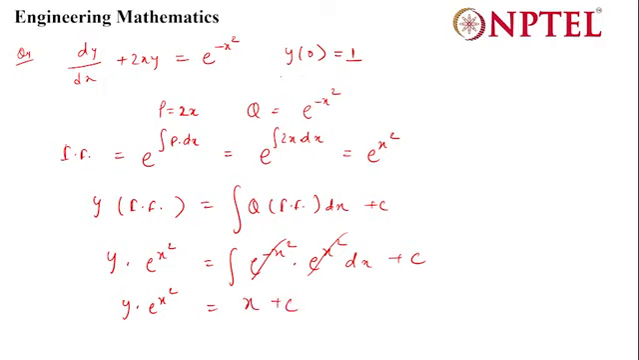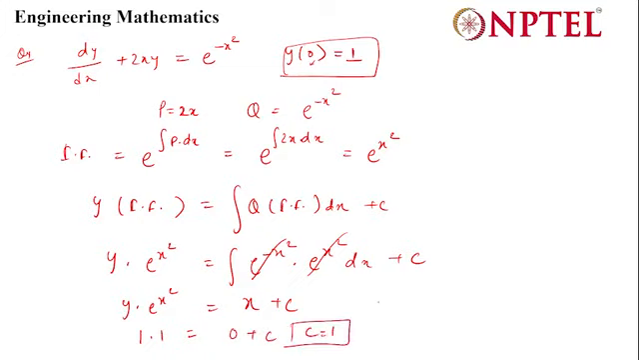Here they have given you one boundary condition. So by putting this boundary condition, you can get the value of c. What they are saying, at x is equal to 0, y is equal to 1. So you'll put x is equal to 0 in this equation and y is equal to 1. 1 equals 0 plus c. So here your c will be 1.